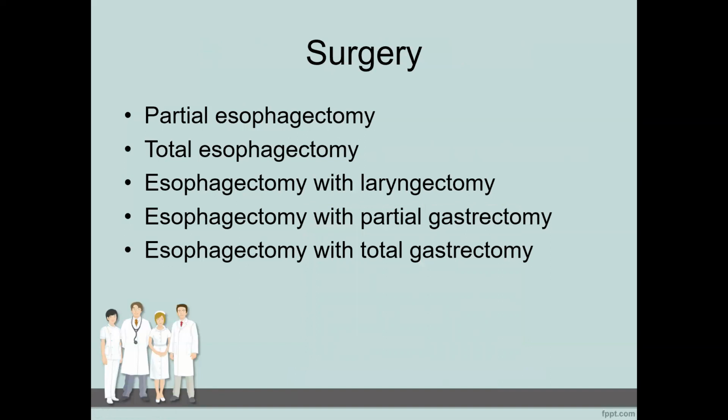However, when the cancer is not caught early, invasive surgeries must be used when appropriate. These surgeries include partial esophagectomy with a portion of the esophagus removed, total esophagectomy with the entire esophagus removed, esophagectomy with laryngectomy, where they remove the entire esophagus but also remove the larynx, and then esophagectomy with a partial gastrectomy or a total gastrectomy. They take the esophagus and either part of the stomach or the entire stomach is also removed.